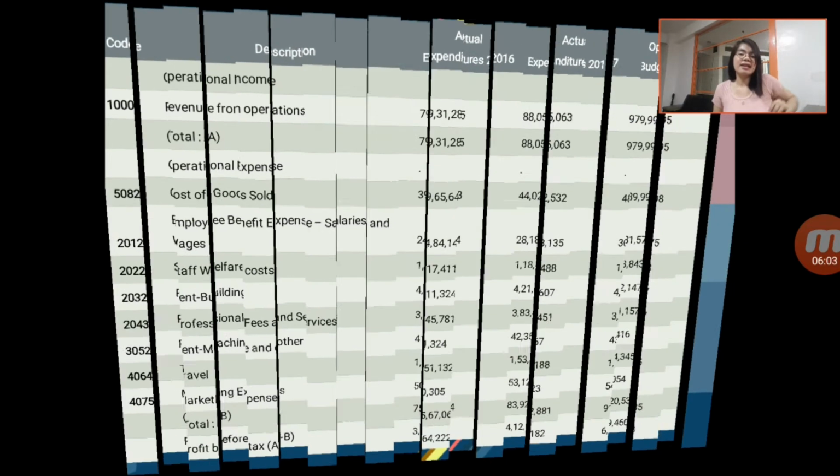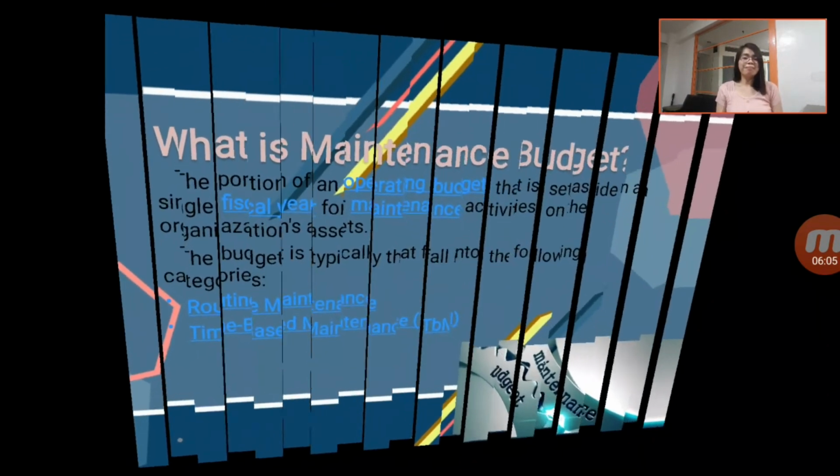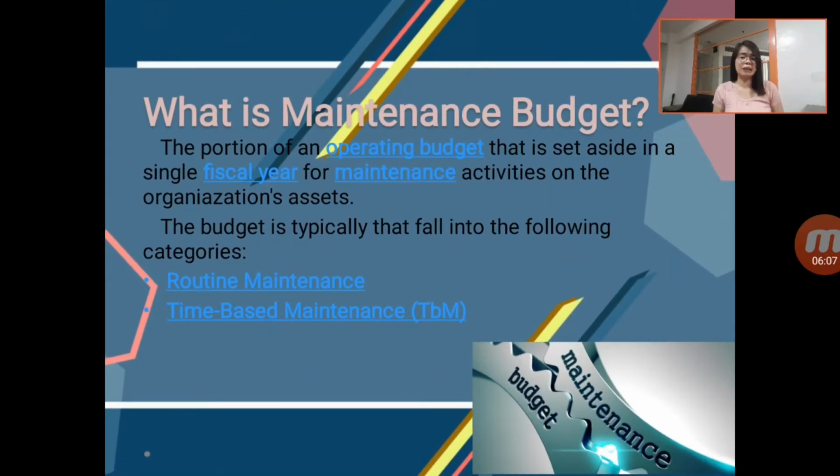Next is the maintenance budget. So what is maintenance budget? It is the portion of an operating budget that is set aside in a single fiscal year for maintenance activities on the organization's assets. When we say fiscal year, this is a 12-month period, not necessarily from January to December, but an actual 12-month period that an organization uses to report its finances.